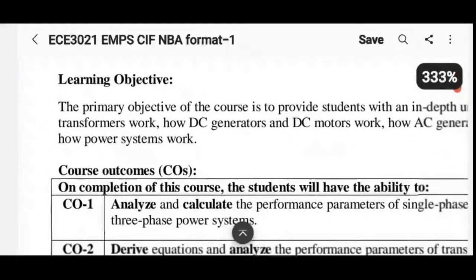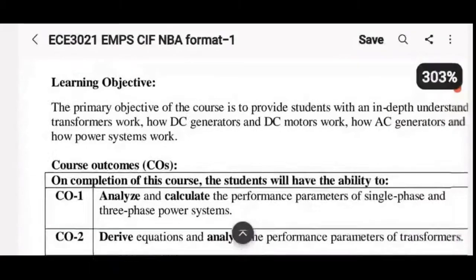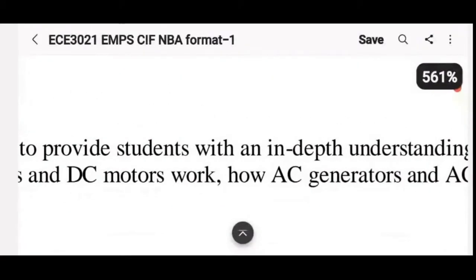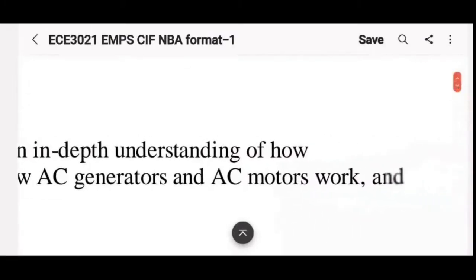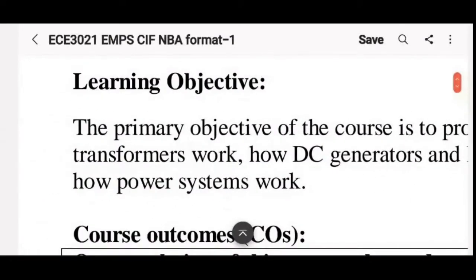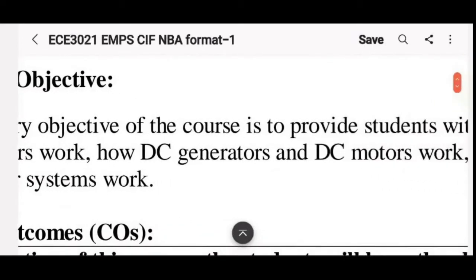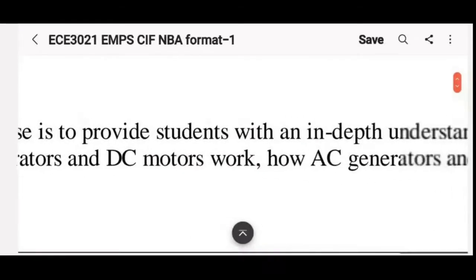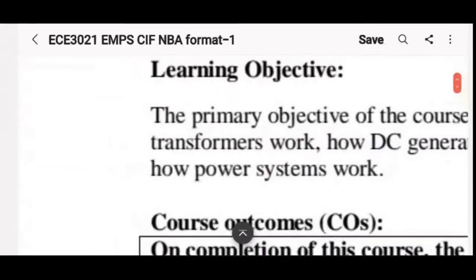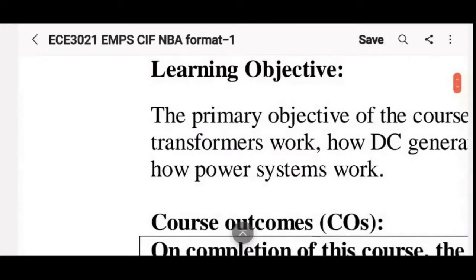Basically, the various components in the power system, how do they work? That is the purpose of the course. How transformers work, how DC generators work, how DC motors work, how AC generators work, how AC motors work, and finally, how the power systems work.